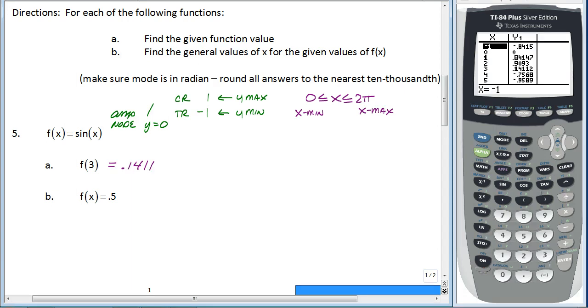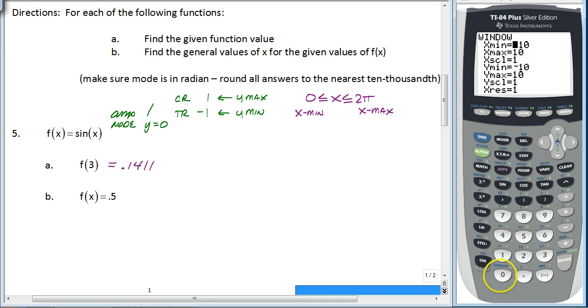Well, we want the two values that fit in the start and stop window. So we go to our window. Our x minimum is 0. Our x maximum is 2 pi. So 2, and then you can just use the pi symbol, and you click enter, and it'll automatically convert it to a decimal for you. Your y minimum is a negative 1 based on your trough, and your crest is your y max, which is a positive 1. So now when you press graph, you get to see just the one cycle we need.